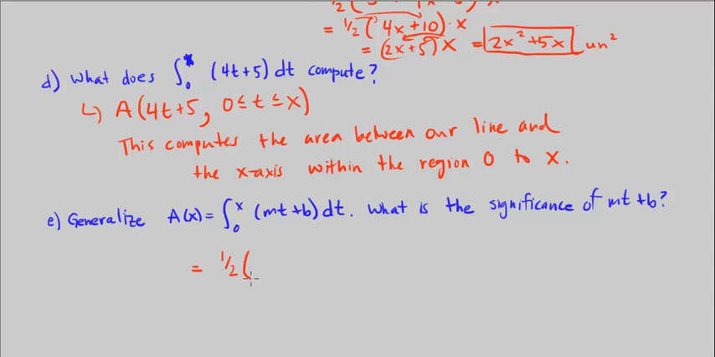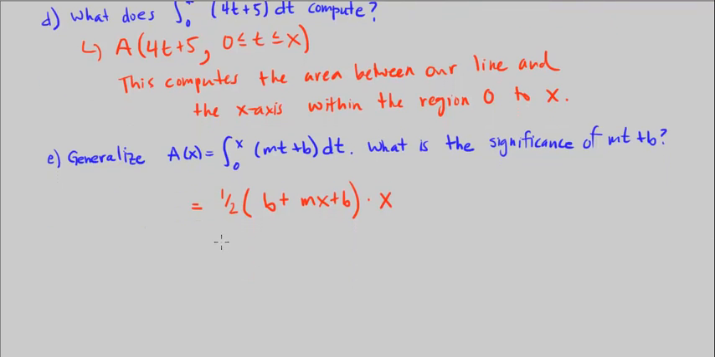So it's going to be 1/2 times, and what is the height at t equal to 0? Well, it's just m times 0 becomes 0 plus b, so it's b, plus what's the height when we plug in x into t? Well, that's just mx plus b, right? If we're plugging x into t, we get mx plus b. We're using variables, so that's what we get. Times the distance between 0 and x is the height of our trapezoid. So x minus 0 is just x. And this is the general form of our integral from 0 to x of a line.